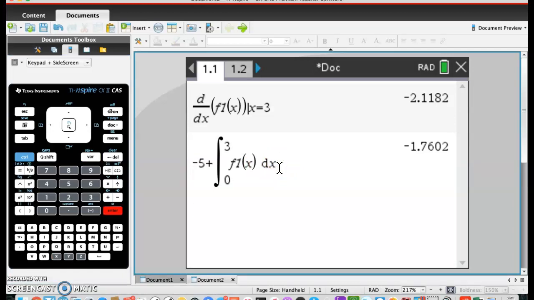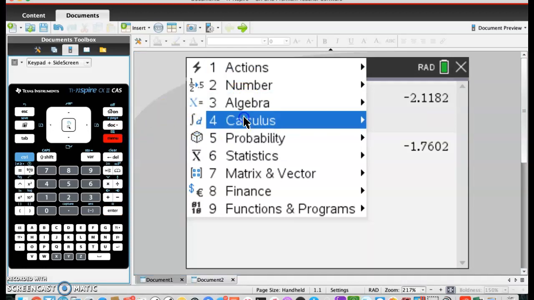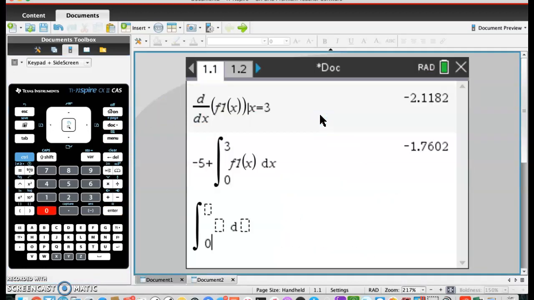We'll hit enter, and I've got negative 1.7602, which on my document is going to be negative 1.760, to the thousandths place. I'm circling both of those. We have those notes already in there. Next, it says to evaluate the integral from 0 to 3.5 of v of t and the integral from 0 to 3.5 of the absolute value of v of t. I'm just going to start here: calculus, integral, 0 to 3.5.